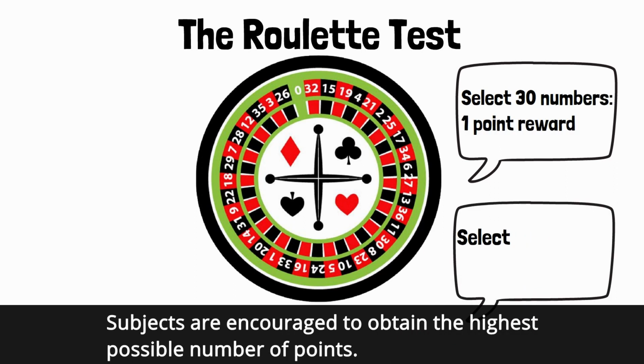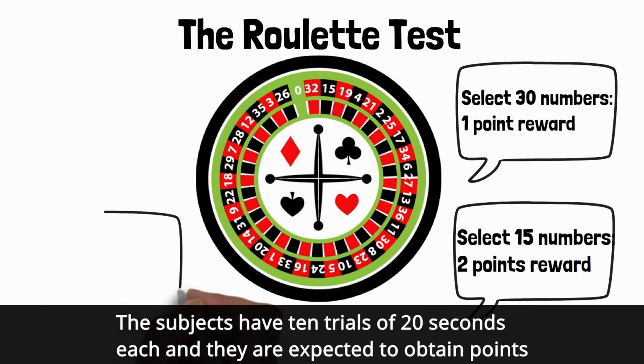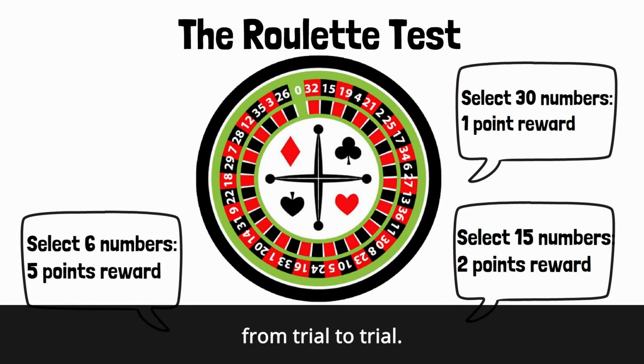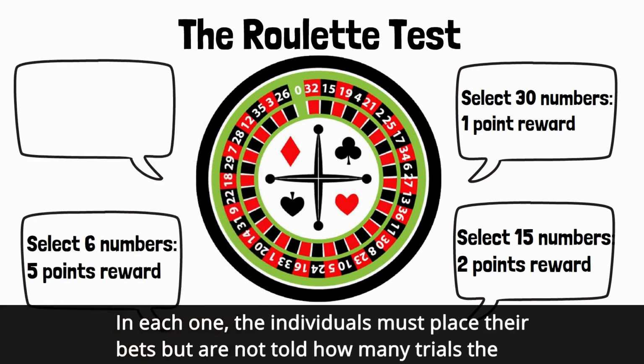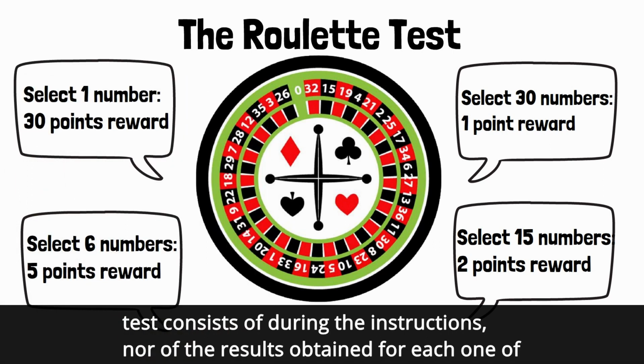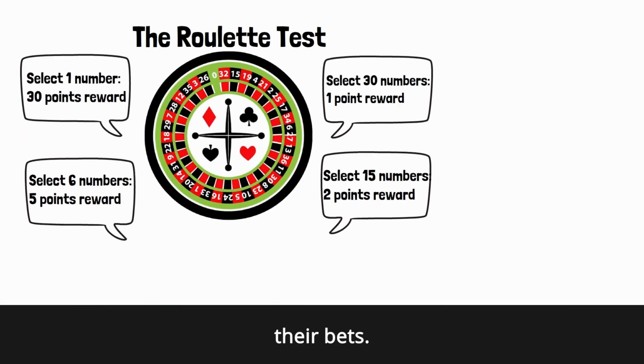Subjects are encouraged to obtain the highest possible number of points. The subjects have 10 trials of 20 seconds each and they are expected to obtain points from trial to trial. In each one, the individuals must place their bets, but are not told how many trials the test consists of during the instructions, nor of the results obtained for each one of their bets.